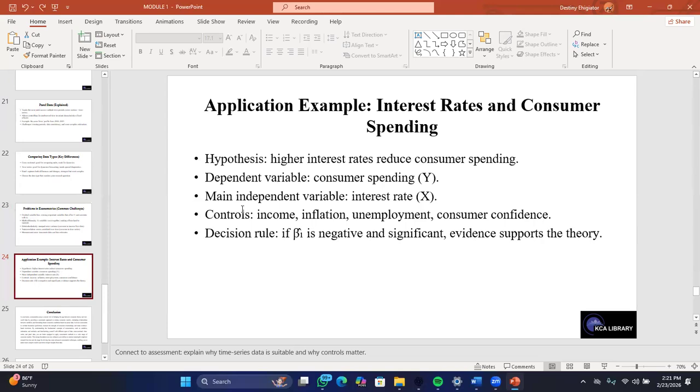Decision rule: if B1 is negative and significant, the evidence supports the theory. Because negative and significant means that if interest rates increase, consumer spending will what? Reduce, which means it's a negative relationship. So if it's negative and significant, that means this theory is supported.